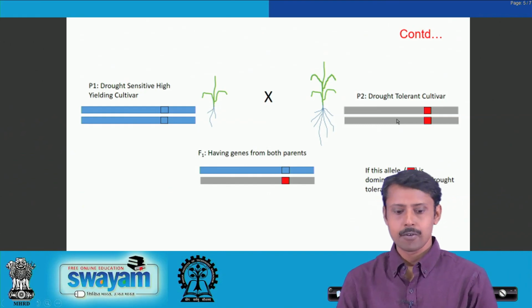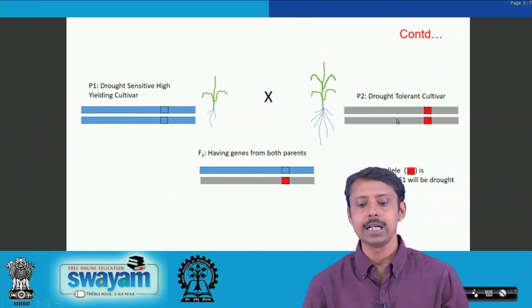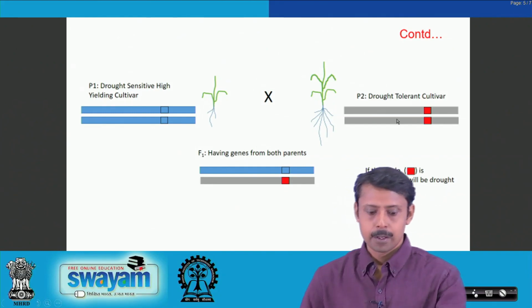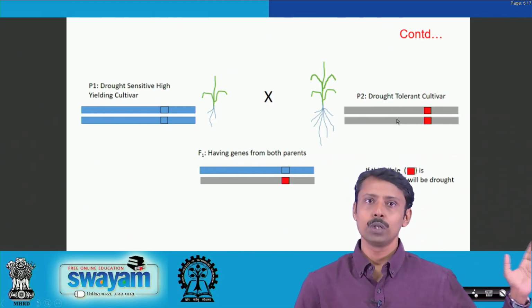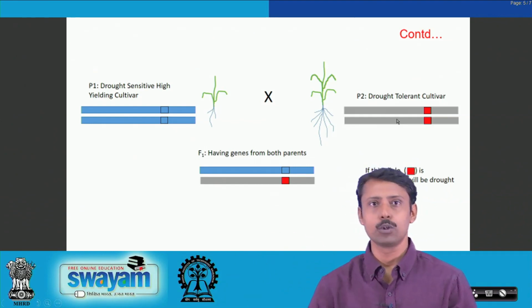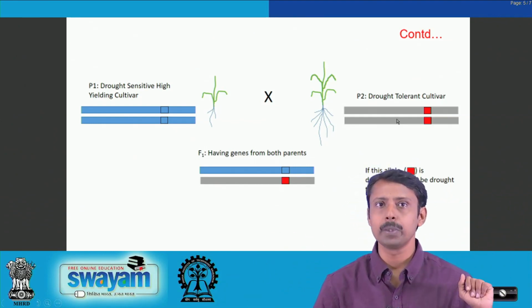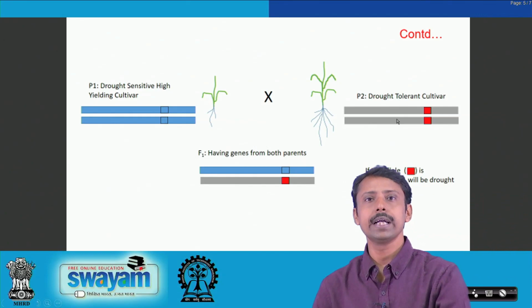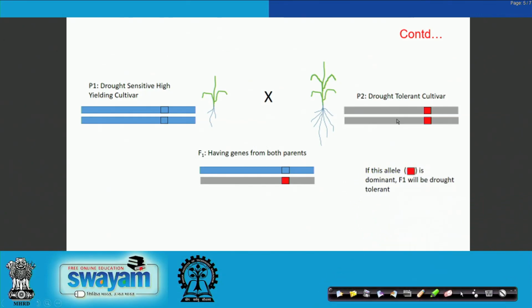So, how can we do that? First, the drought sensitive high yielding cultivar will be crossed with the drought tolerant cultivar. Then in F1, one chromosome will come from parent 1 and its homologous chromosome will come from parent 2, because each chromosome is present in 2 copies. One set will come from one parent, another set will come from the other parent. In the hybrid we can see both the chromosomes. Now, here we can see that the red gene or marker which is associated with drought tolerance has been transferred into the F1. So, the F1 will be drought tolerant in nature.